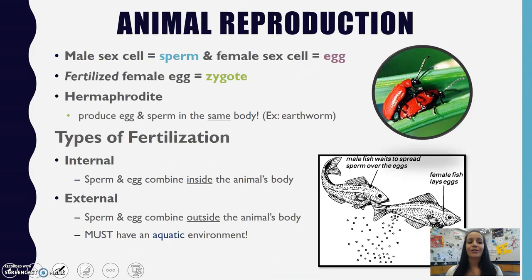Now, in terms of reproduction, there are two reproductive organs you should be aware of. So the male sex cell is a sperm, female sex cell is an egg. You should know this from meiosis. And then a fertilized female egg is a zygote.